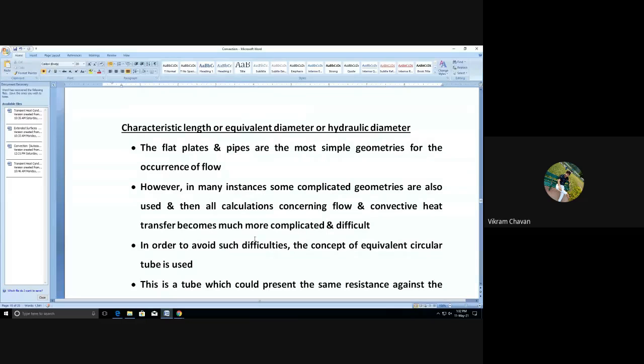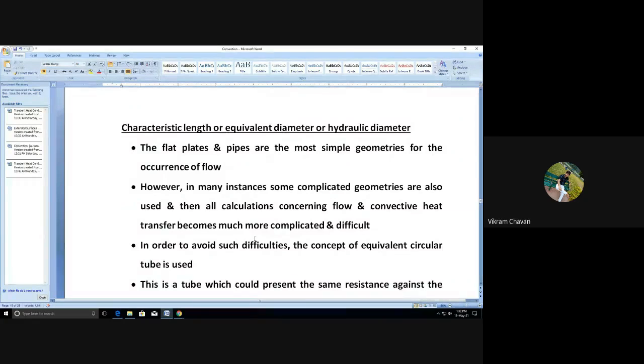Okay, is everyone getting it? What I'm saying is, some of the geometries or objects are difficult to understand in terms of their dimensions. So in that case we are trying to convert that object into an equivalent cylindrical pipe. That cylindrical pipe will provide the same resistance as that of the actual geometry, and the diameter of that converted imaginary cylindrical pipe will be considered as a hydraulic diameter or the equivalent diameter.